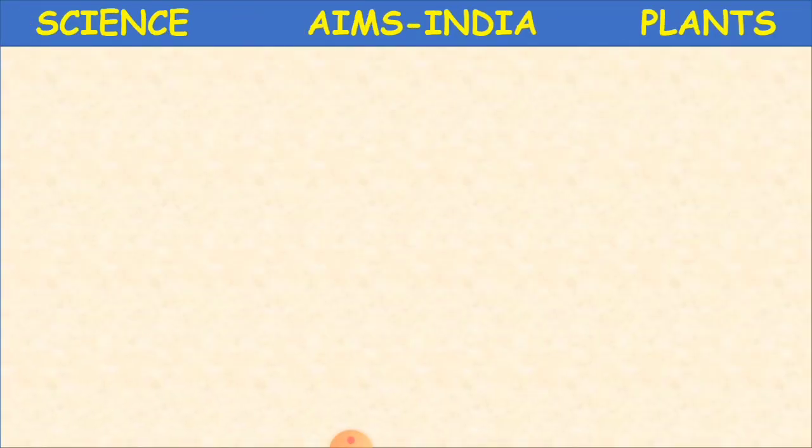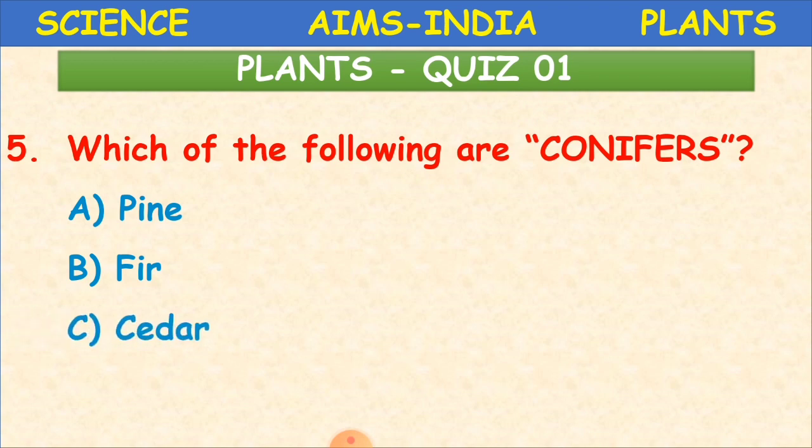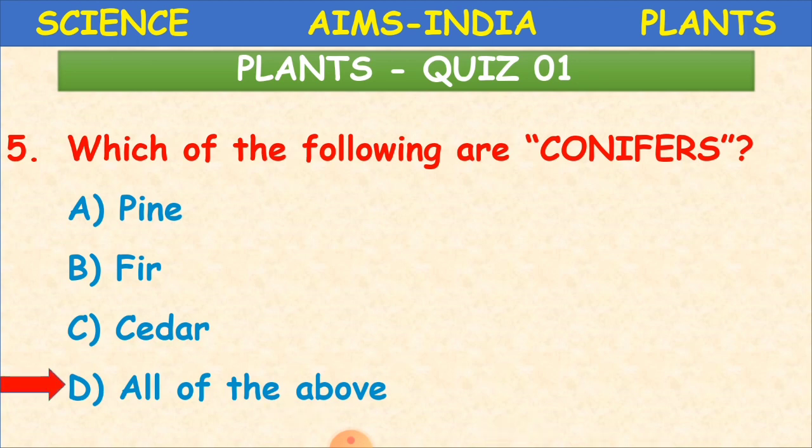And the fifth question is, which of the following are conifers? A is pine, B fir, C cedar, D all the above. I gave you the answer here. They are all the above: pine, fir, cedar all come under conifers. Okay children, the next question.